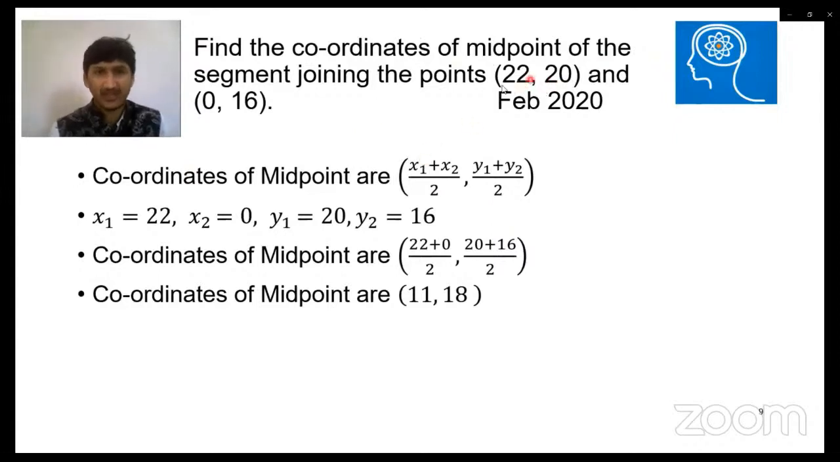Here we know x1 is 22 and x2 is 0, y1 is 20 and y2 is 16. So coordinates of midpoint काय असतील? They will be x1 plus x2 divided by 2, that is 22 plus 0 divided by 2, and y coordinate काय असेल midpoint चा? That will be y1 plus y2 divided by 2, that is 20 plus 16 divided by 2. So coordinates of midpoint will be what? 11 and 18. Very simple. एक सिंगल फॉर्म्युला आहे आणि तो आपण अप्लाय केला, इझिली आपल्याला मिड पॉइंट काढता येतो.